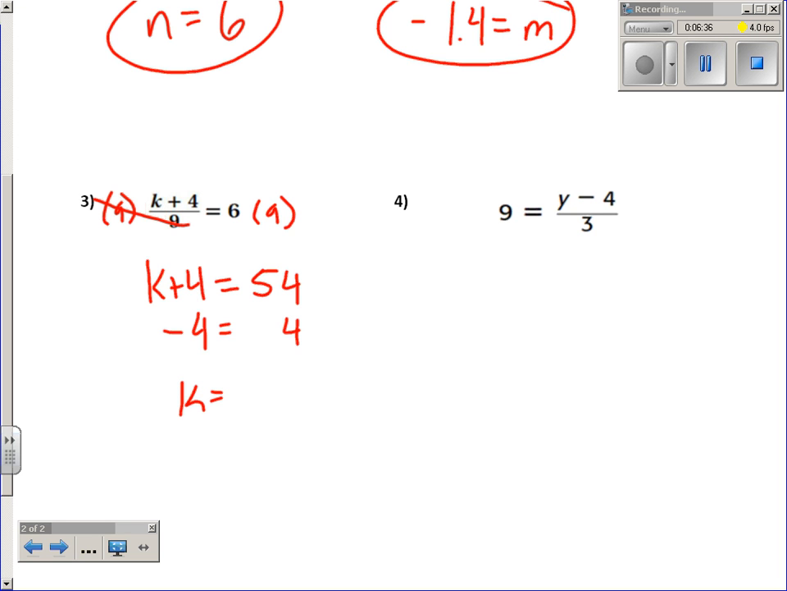K equals 50. And this looks like it'll be easier to check in my head. Okay, so put in 50 for K. 50 plus 4 is 54, and 54 divided by 9 is 6. So I know I'm right.